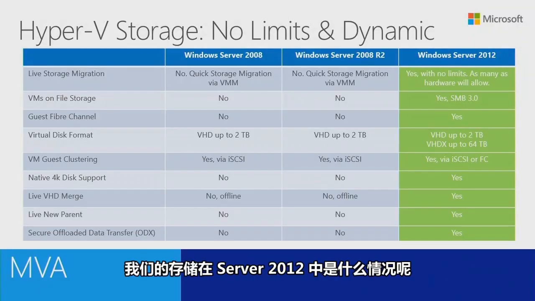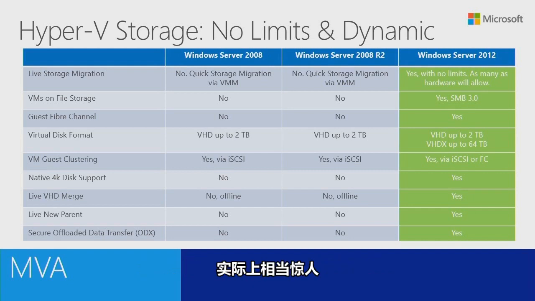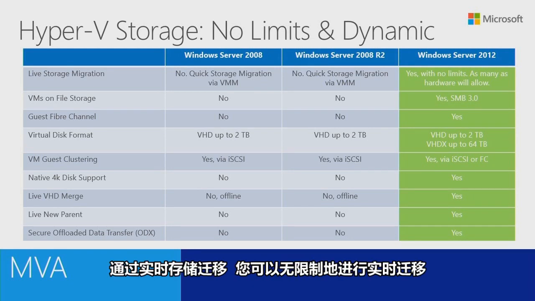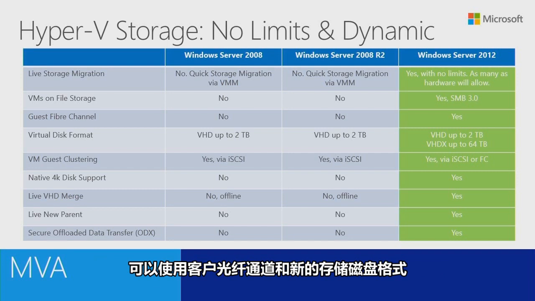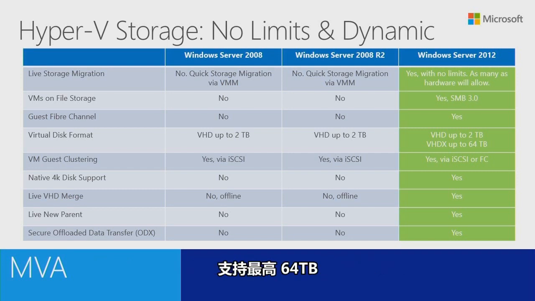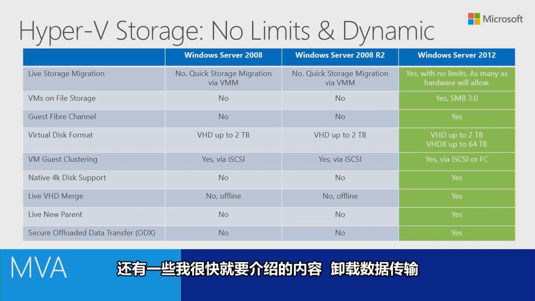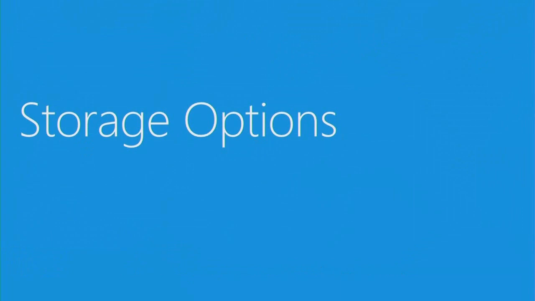What does our storage story look like in Server 2012? Pretty awesome, in fact. Live storage migration, you can do it with no limits. You can live migrate as many as you'd like. You can put VMs on file storage with SMB3. You can use guest fiber channel. The new virtual disk format supports up to 64 terabytes. Guest clustering via iSCSI or now via fiber channel. 4K disk support, live VHD merge, live new parent, and something I'm going to get to very soon, offloaded data transfer.